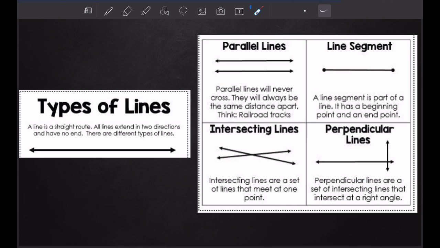Intersecting lines are like the opposite of parallel lines. They are two lines that cross each other at a certain point. Okay? And perpendicular lines are intersecting lines that form a 90-degree angle or a right angle. Okay? So keep that in mind, the types of lines, because you will use that later on, especially parallel lines.